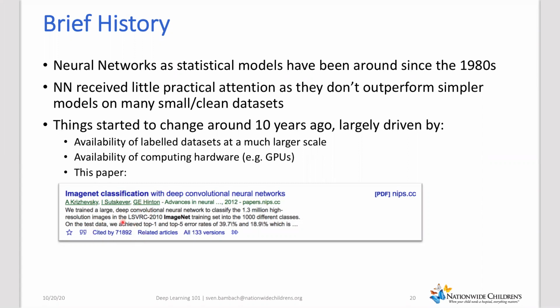And just to measure this impact, I pulled this screenshot, I think 3 days ago. This is a paper from 2012. It's been cited 72,000 times. That's right, 72,000 times. Now, citations in computer science are a little bit inflated compared to other sciences, but trust me, 72,000 times, that's quite an impact.